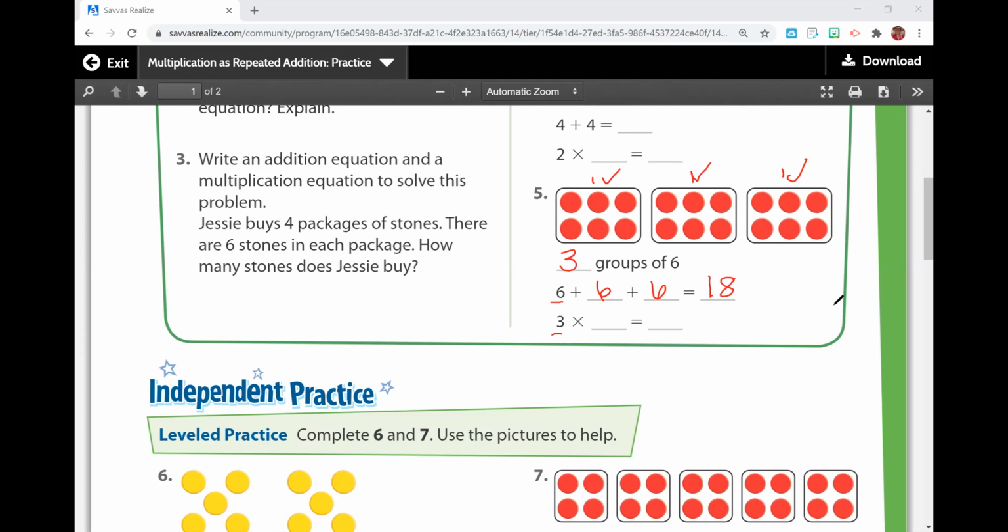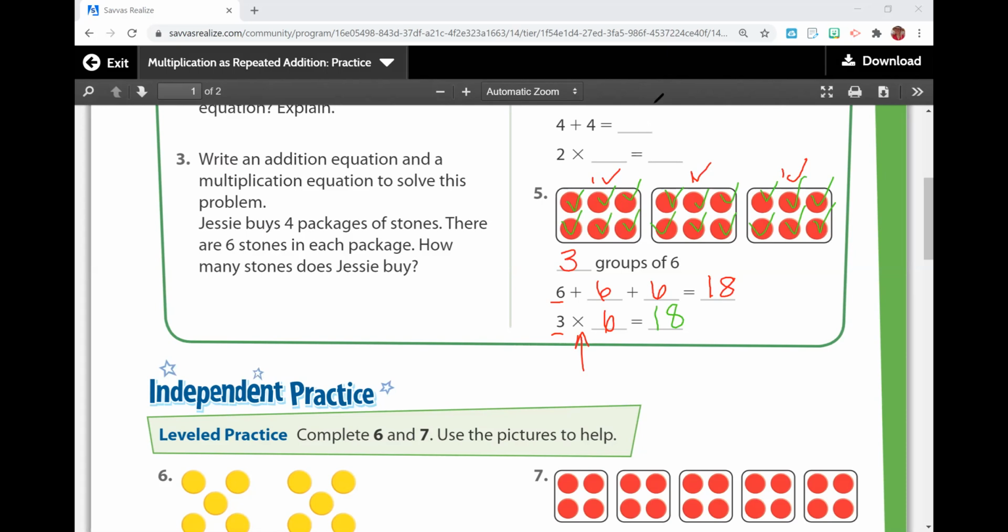Last one, I have 3 groups of, and there were 6 in each group of 6. Here's the second way you can check. Going back and counting the total amount of counters. 1, 2, 3, 4, 5, 6, 7, 8, 9, 10, 11, 12, 13, 14, 15, 16, 17, 18. I got the same answer, 18.